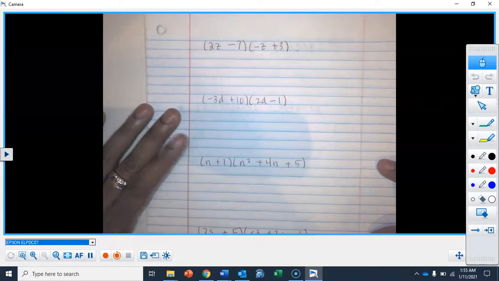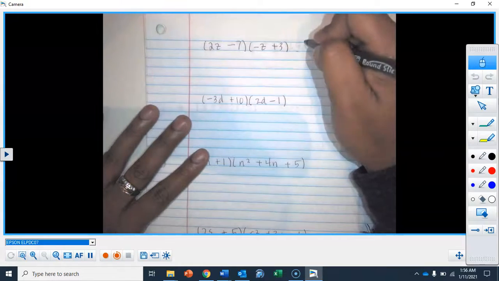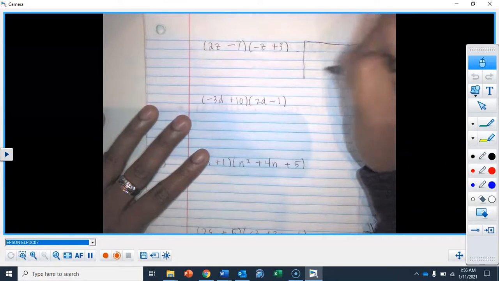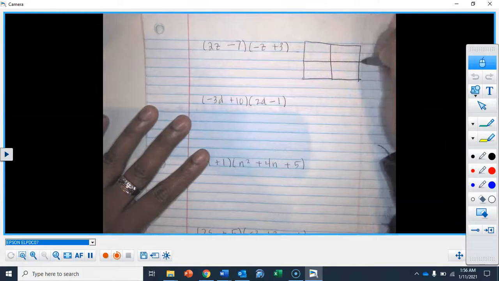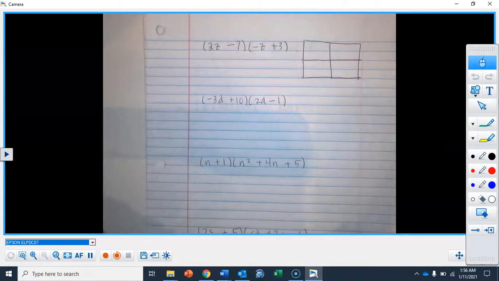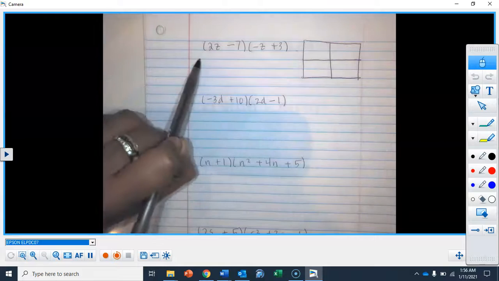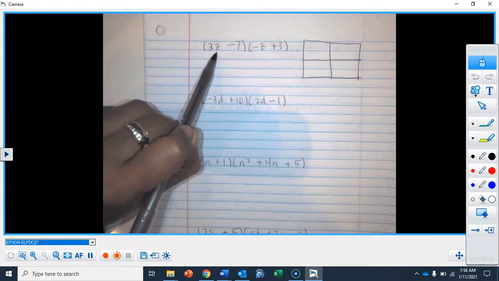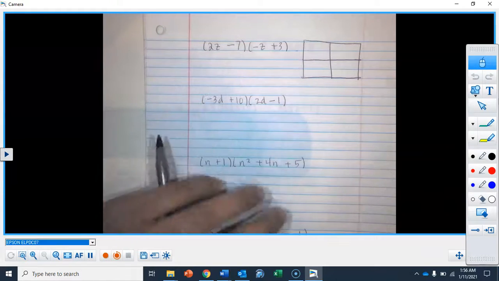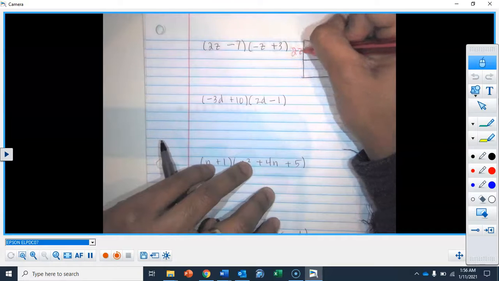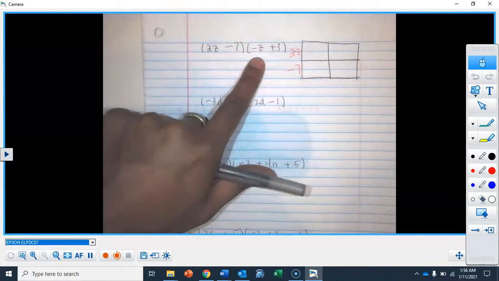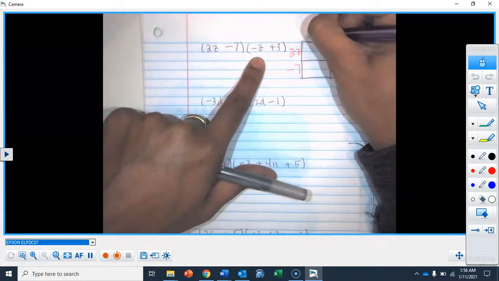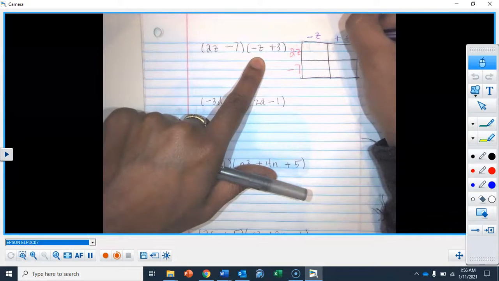So for this one, like I told you guys, we're going to draw a box. We're going to put a cross, so a vertical line here and a horizontal line. You should get 4 boxes. And very carefully, you see how you have this 2Z? That's a Z, not a 2. 2z minus 7. So I'm going to put 2z there, negative 7 there. And then on this next binomial, I'm going to put negative z and then the plus 3 there.